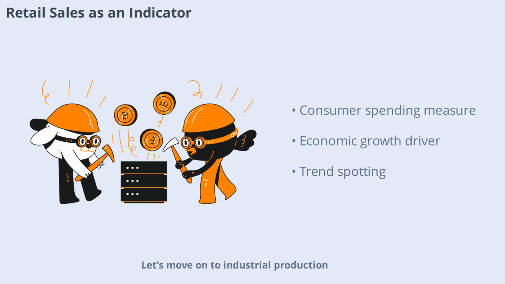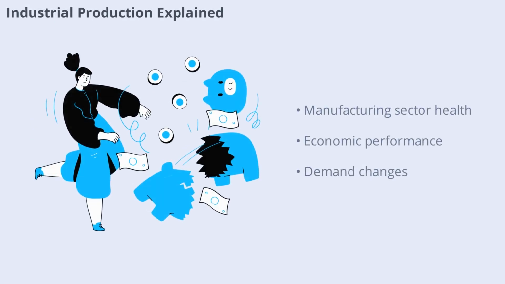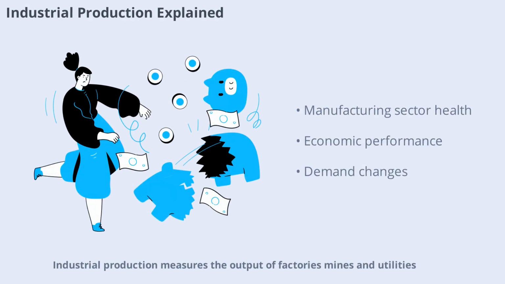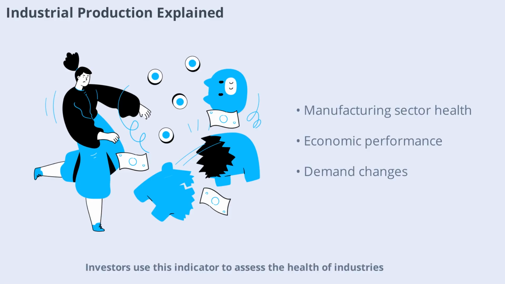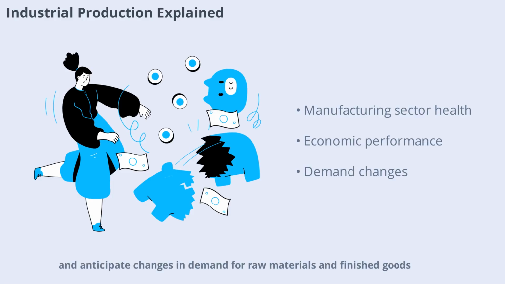Let's move on to industrial production. Industrial production measures the output of factories, mines, and utilities. It reflects the strength of the manufacturing sector, which is closely tied to economic performance. Investors use this indicator to assess the health of industries and anticipate changes in demand for raw materials and finished goods. A rise in industrial production often signals economic expansion, while a decline may indicate a slowdown.